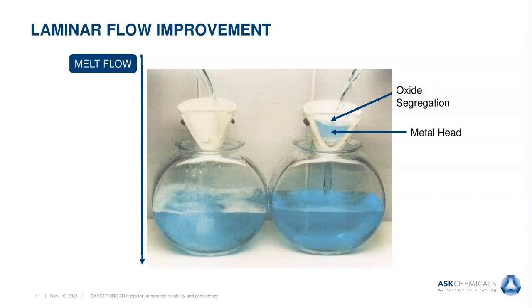The casting on the right has a filter, which creates a metal head and promotes oxide segregation. The reduction in Reynolds number also allows a laminar flow of the molten metal into the casting cavity to limit any reoxidation or turbulence as the casting fills.